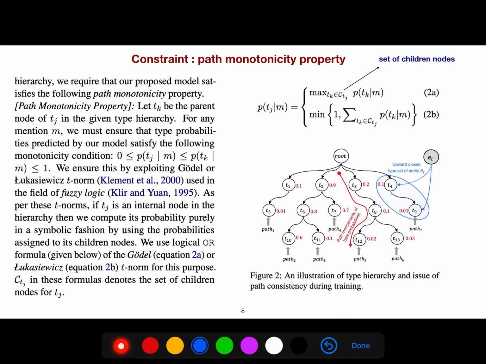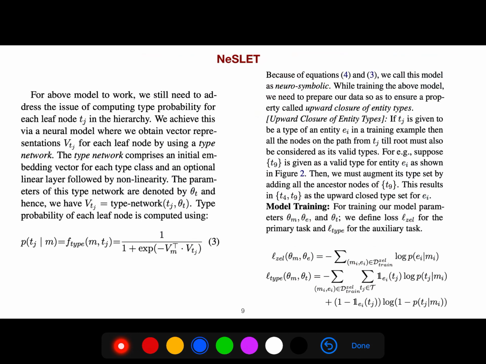So the idea is very interesting. The probability of higher-level parents should be higher than the lower-level children, and they just use this constraint. They define it like this: the probability of T_j is equal to the maximum of T_k, where T_k is in the set of all children nodes. And you got the idea. So this is the probability of your type given your mention.